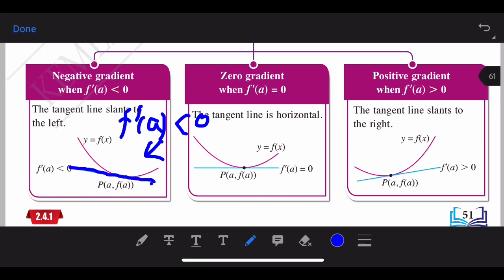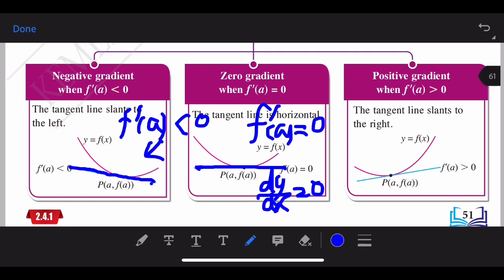Then for this one, you see the line is horizontal. So dy/dx is equal to 0. We can say the first derivative at that point, point A, is equal to 0. Same meaning. For this one, you see the blue line is slanting to the right. So dy/dx is positive because the gradient is positive for the blue line.